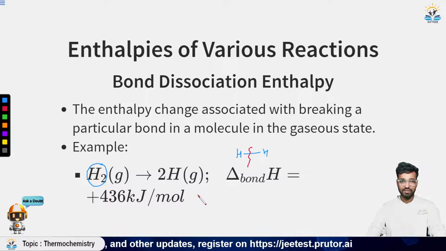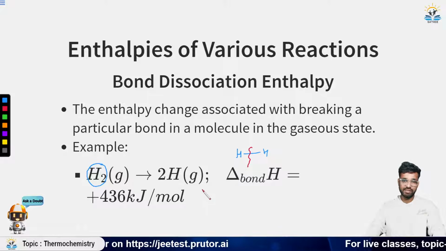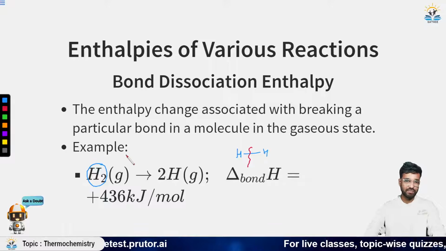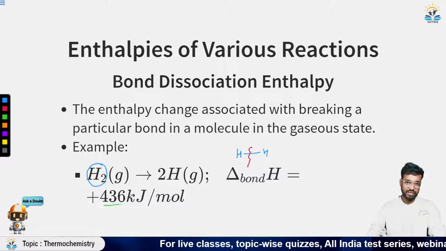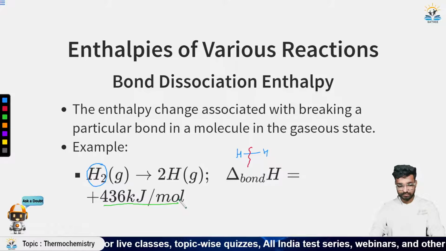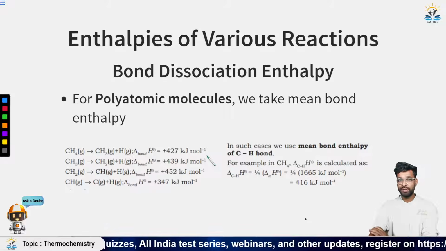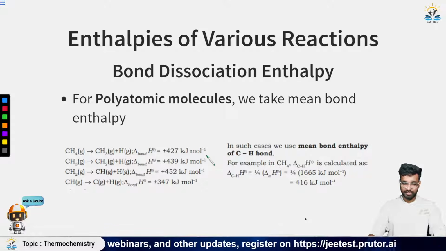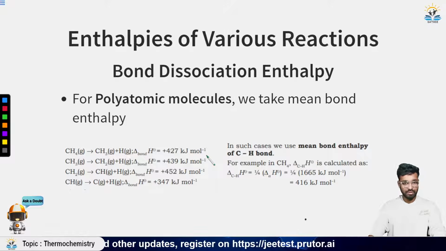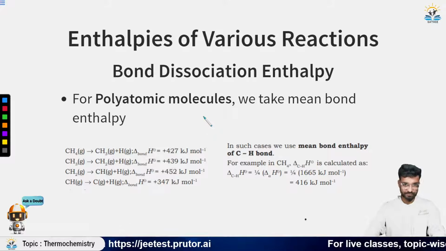Yeah, it is very clear. So in this way, you can find the bond dissociation enthalpy, and the enthalpy change accompanying this reaction is called the bond dissociation enthalpy. For this reaction, it is given as 436 kilojoule per mole. Now, this was for a diatomic molecule, because H and H are two atoms present there. Now suppose we have a polyatomic molecule like CH4.